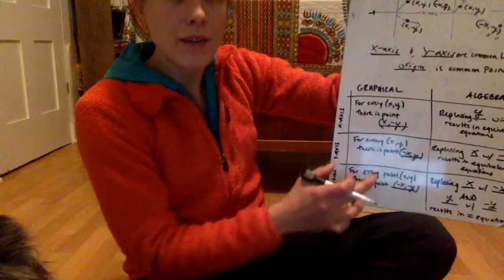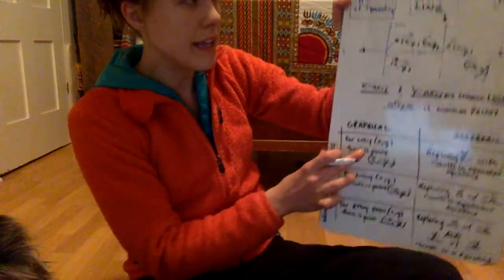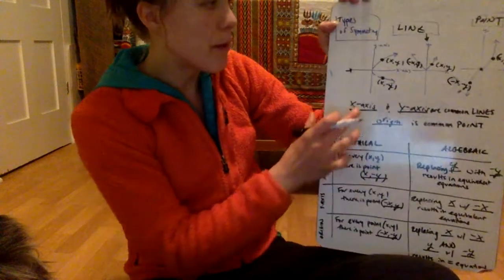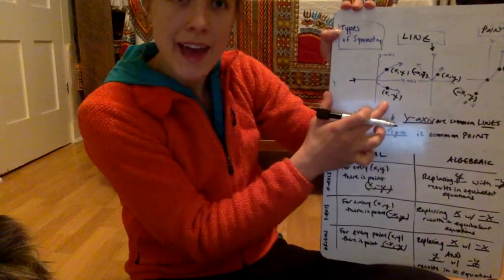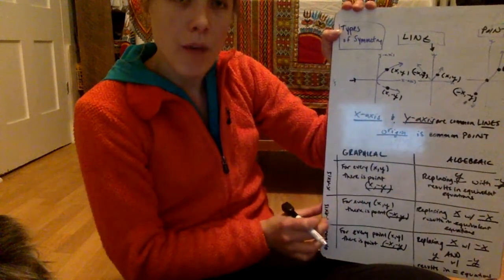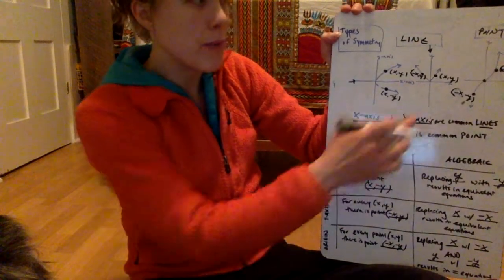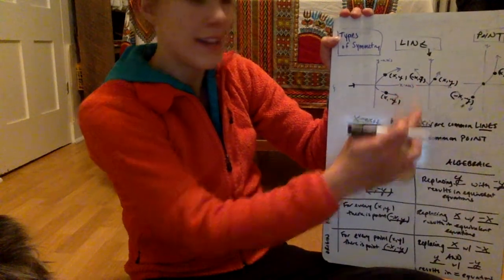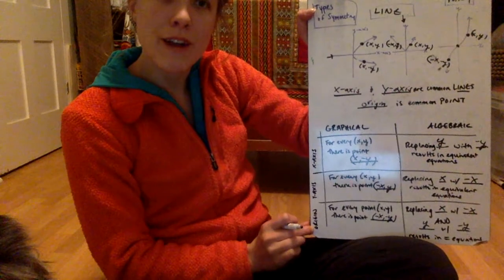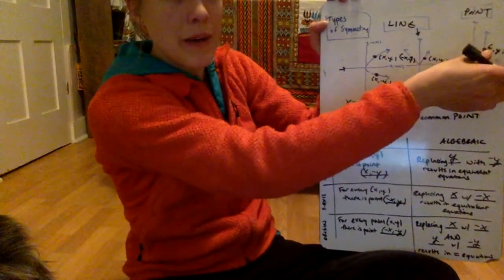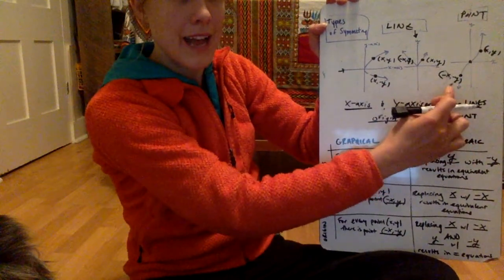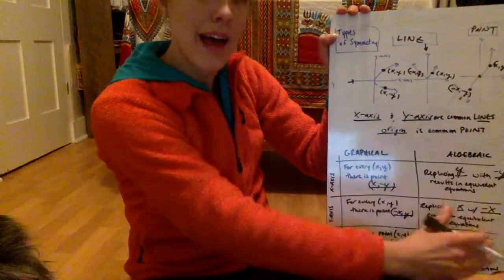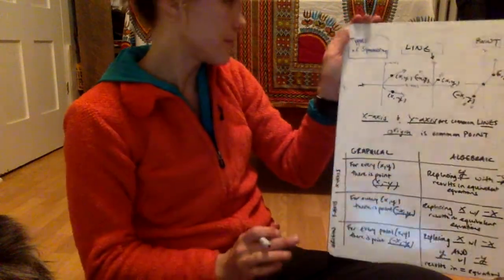So graphically, we've seen all this. For x-axis symmetry, for every point x, y, there is a point x, negative y. For y-axis, graphically, for every point x, y, there is a point negative x, positive y. And then for origin, for every point x, y, there is a point negative x, negative y. That's right here. So let's look now at algebraically how we test for these.